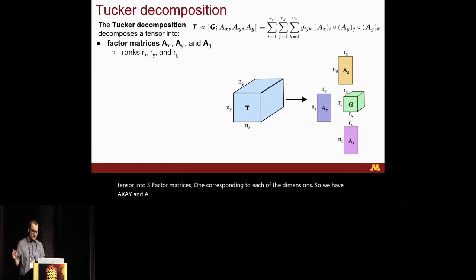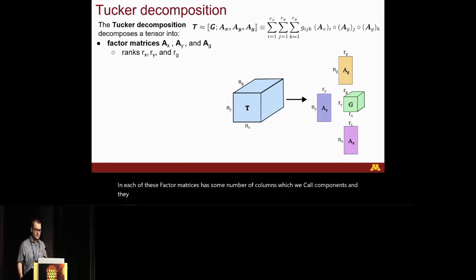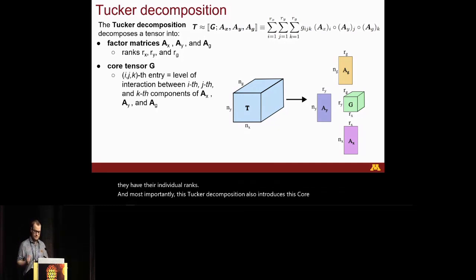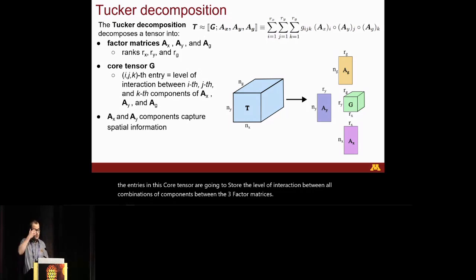Each of these factor matrices has some number of columns, which we call components, and they have their individual ranks. Most importantly, this Tucker decomposition also introduces this core tensor G, where the entries in this core tensor store the level of interaction between all combinations of components between the three factor matrices. One nice part about applying this decomposition to spatial transcriptomics data is that these components are inherently interpretable.